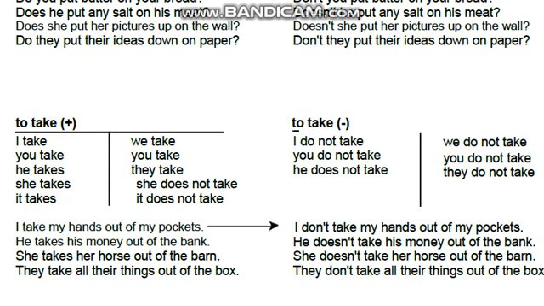Let's take some example sentences. I take my hands out of my pockets. I don't take my hands out of my pockets. He takes his money out of the bank. He doesn't take his money out of the bank. So if you look at the sentences, they're almost the same as the first two ones.